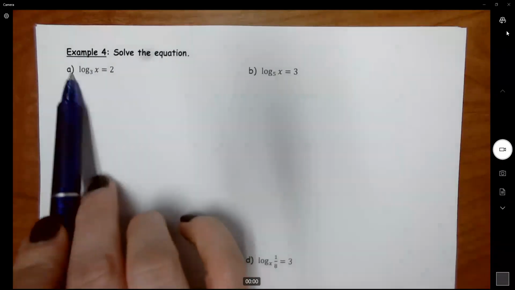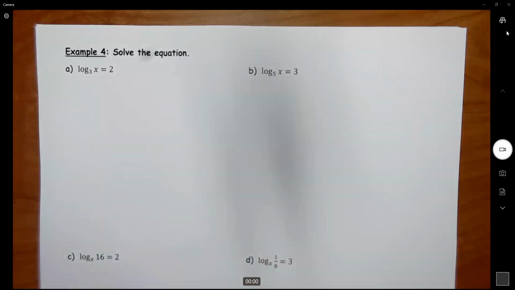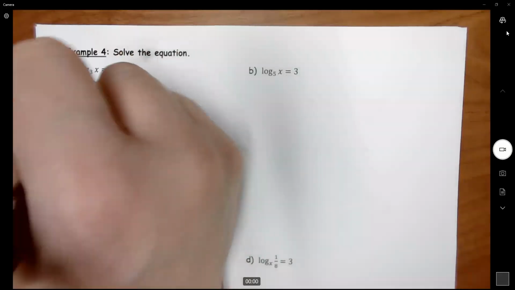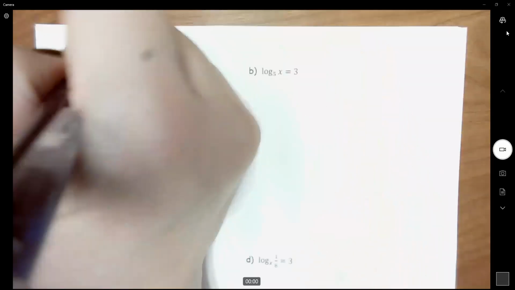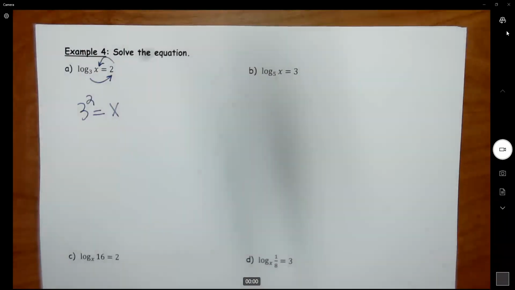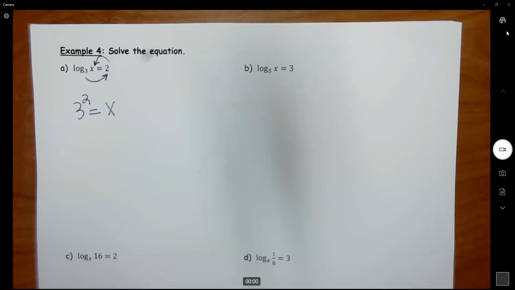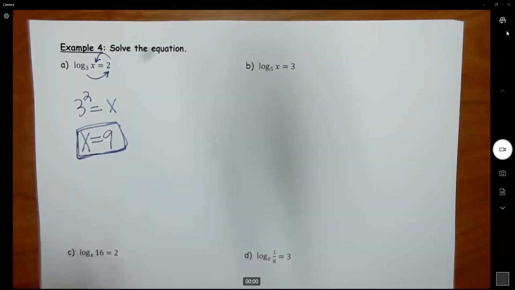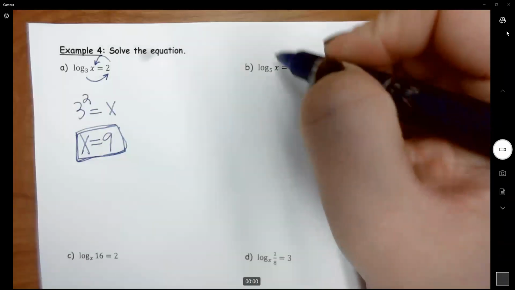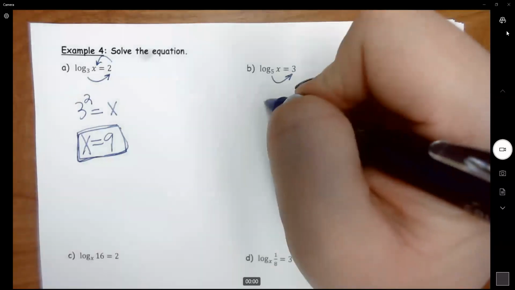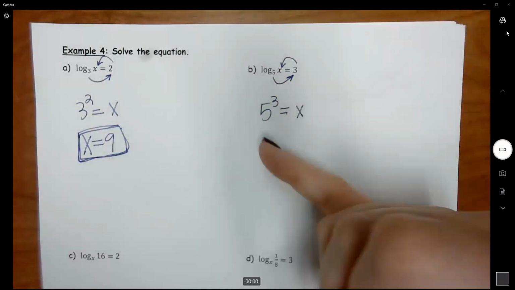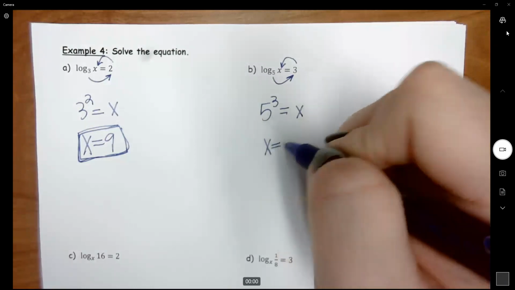So if I can't do anything with it in this form, which spoiler alert, we're not going to be able to in this lesson, then I need to rewrite it in exponential. So this is base to my equal sign. So 3 squared, and then that equals my base of x. Well, that's really all we got to do here, right? x equals 9. So that's easy. Same thing here. Base to my equals, so 5 cubed, and that's going to equal x. 5 cubed is 125, so x equals 125.